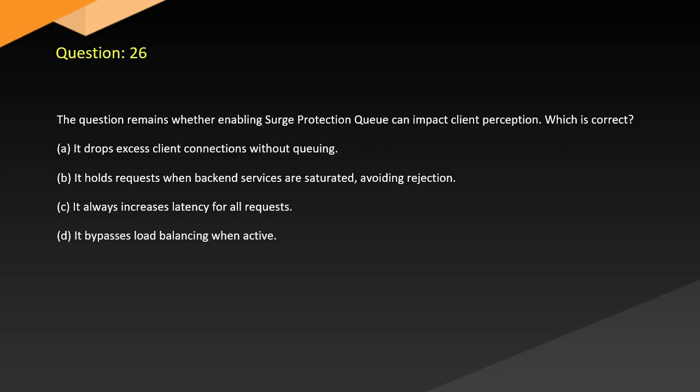Question 26. The question remains whether enabling a surge protection queue can impact client perception. Which is correct? A. It drops excess client connections without queuing. B. It holds requests when backend services are saturated, avoiding rejection. C. It always increases latency for all requests. D. It bypasses load balancing when active.